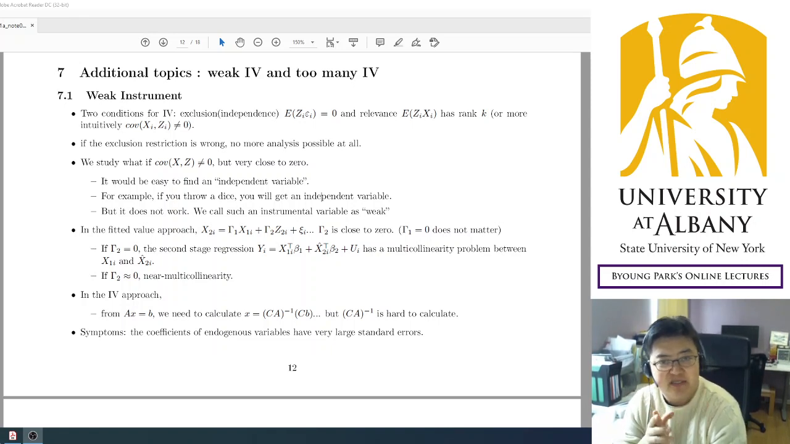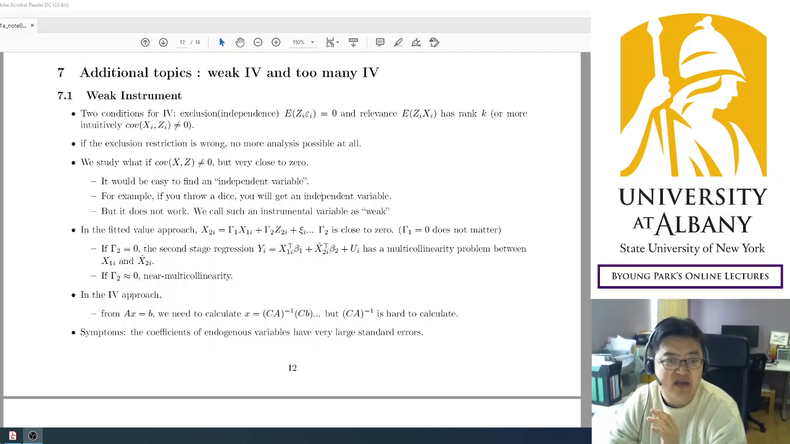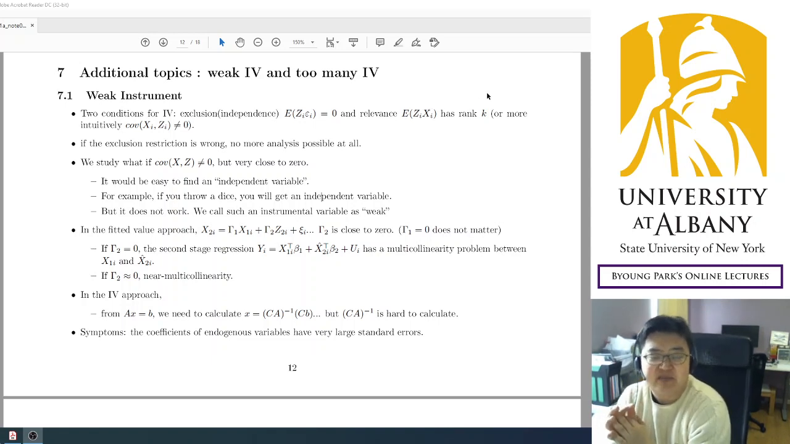Simply speaking, there are two key assumptions. One is the exclusion or the independence assumption on the instrument, and the other is the relevance assumption, which means basically the instrument must be correlated with the endogenous variable, or this matrix, Zx prime, its expected value must have a matrix of rank k.